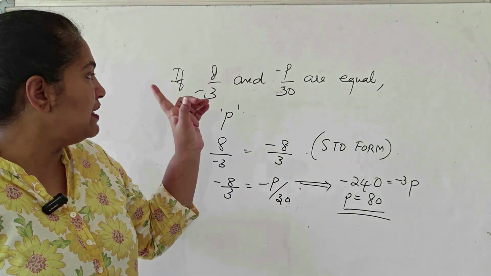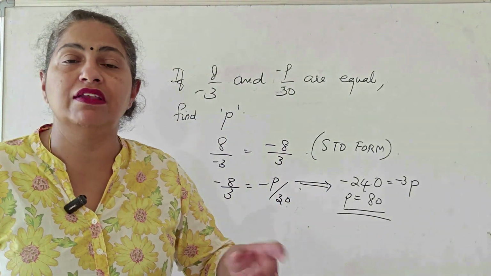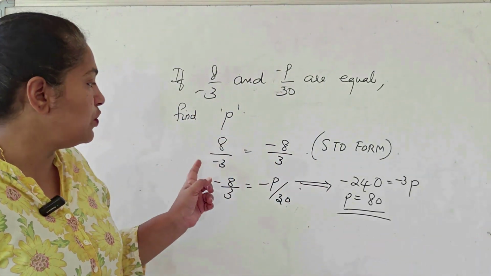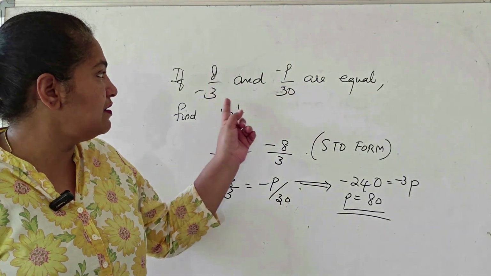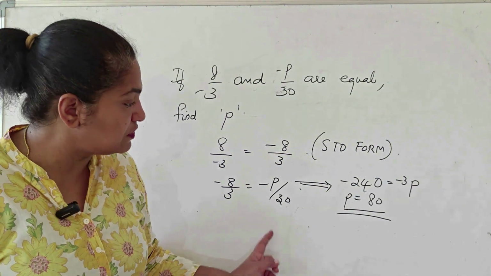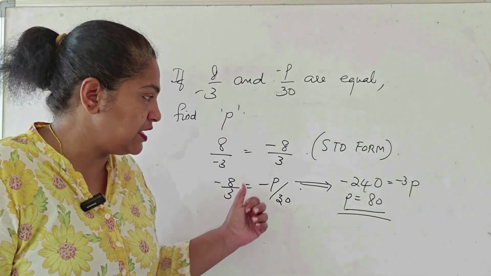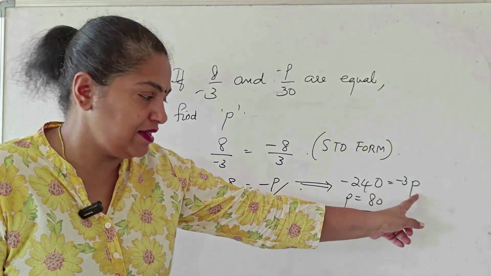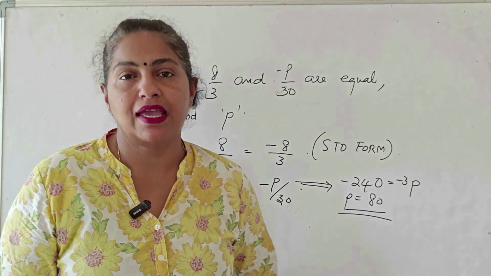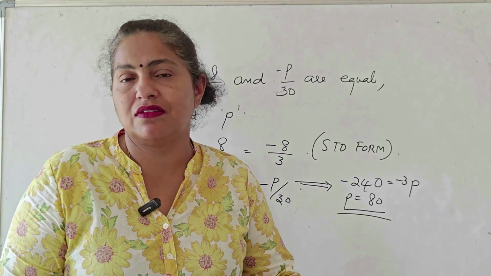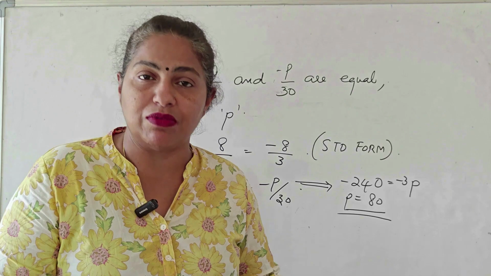So 8 by minus 3 is a rational number, but it is not in the standard form. The standard form means a negative sign should be in the numerator. So I have written 8 by minus 3 in the standard form. Now it is said that this and this are equal, so I am equating both of them. I told you, pull the denominator to the numerator on the opposite side. So minus 240 is equal to minus 3p, that is 8 into 3 and 3 into p. So I will get the value of p as 80. It's a very basic sum, just to understand the concept of the equality of rational numbers.